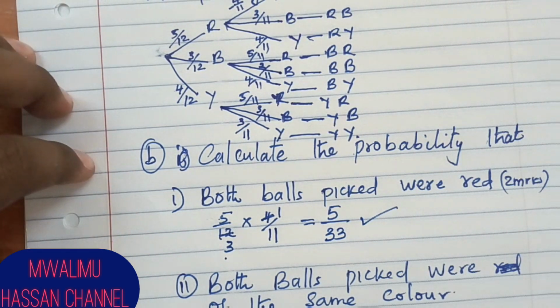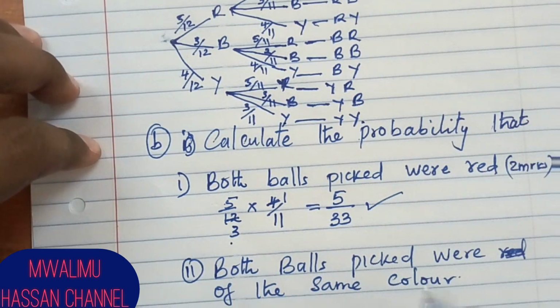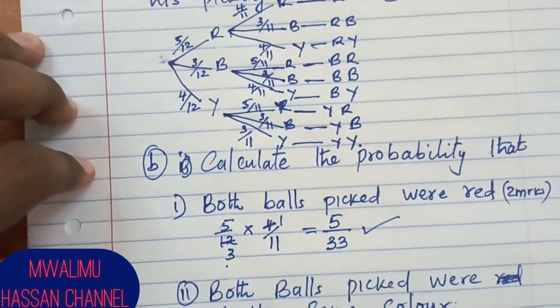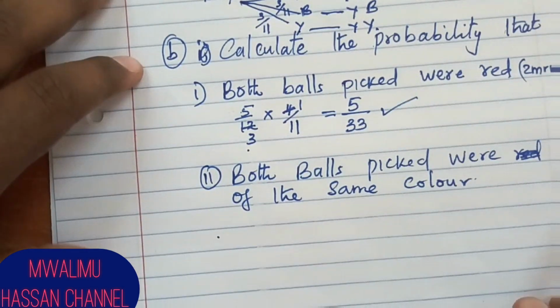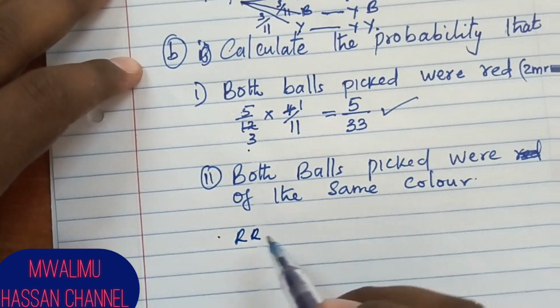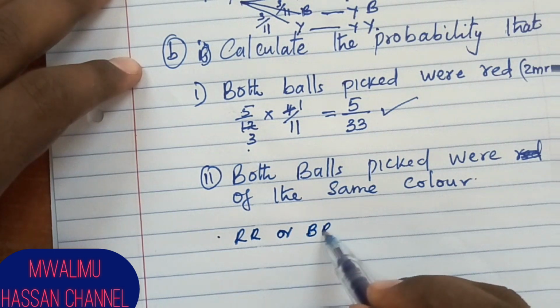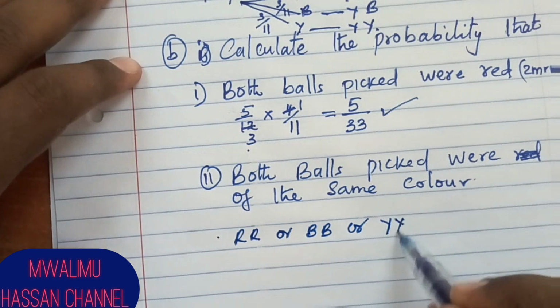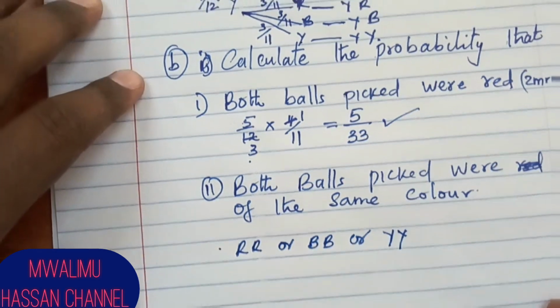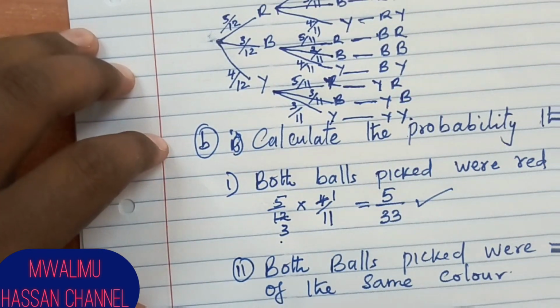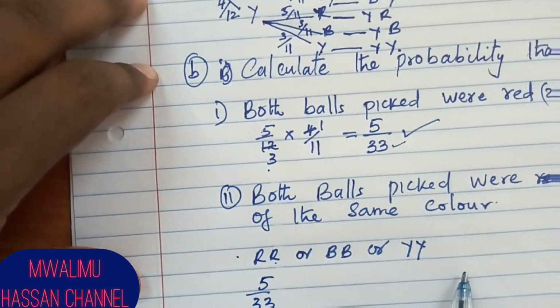Now the other question is, we have to find the probability that both balls picked were of the same color. That means the two balls can be red, or the two balls can be blue, or they can be yellow. So that means they can be red, or blue, or yellow. If we start with the first one, we have red, which we have here. So we are going to have 5 out of 33. Now or means plus. Or means plus.